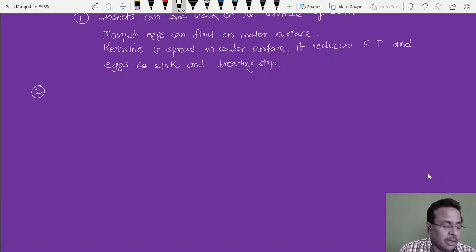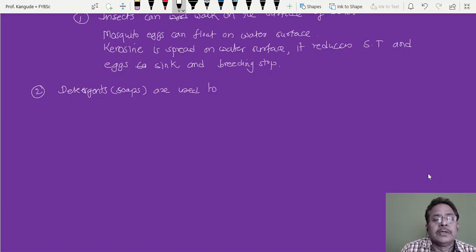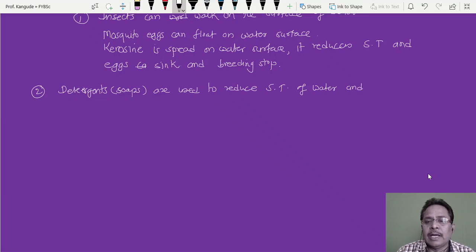Then the second application is detergents, as we have seen earlier. Detergents, or soaps, are used to reduce the surface tension of water, and cleaning of clothes can be made effective.